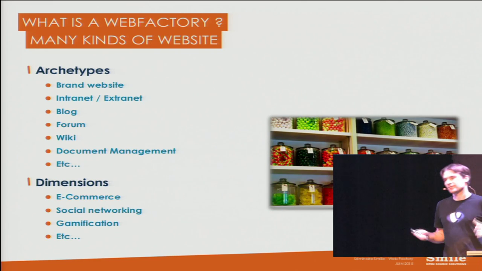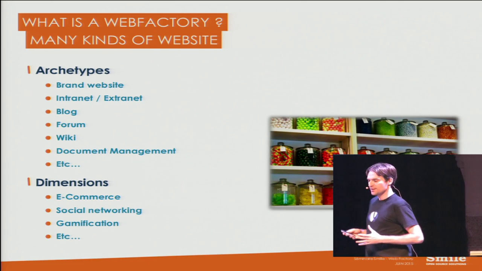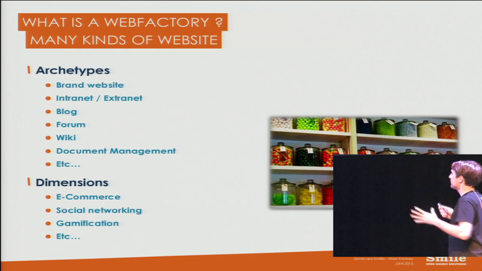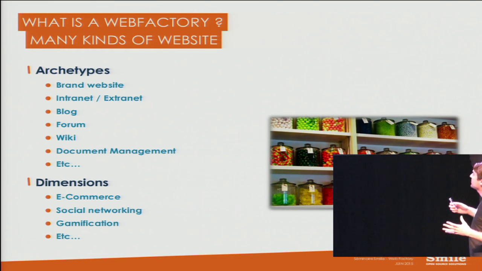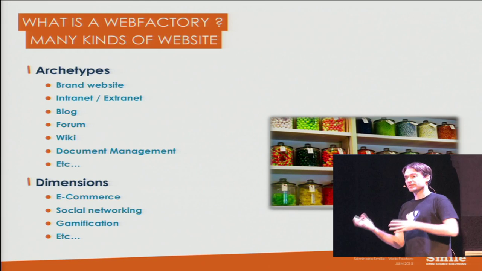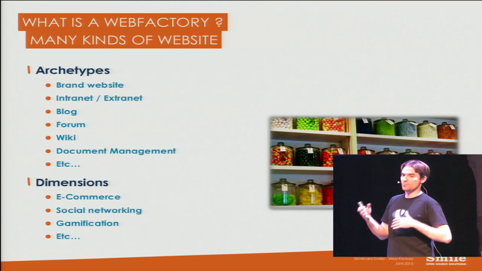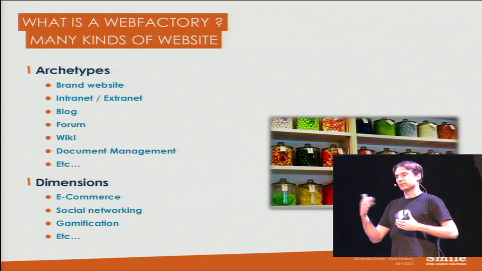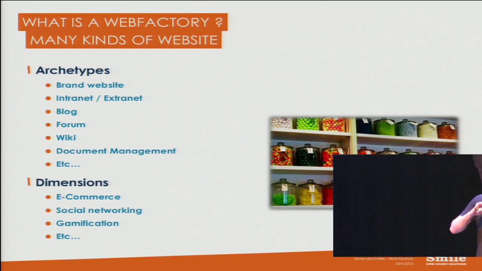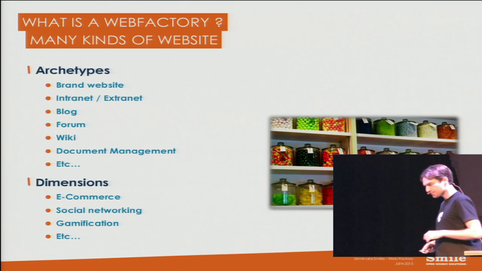Then you have many kinds of websites. You could have many archetypes of website, in some dimension. For example, I could have a brand website with some e-commerce part, and maybe some blog about the life of my company, the ideology of my company. You have all these kinds of archetypes mixing together in some dimension.